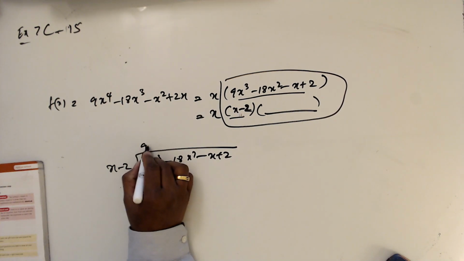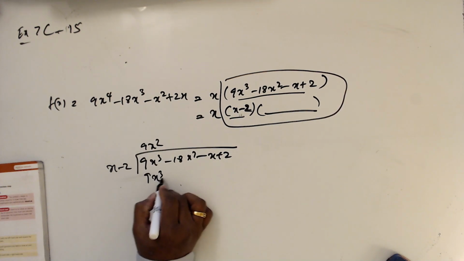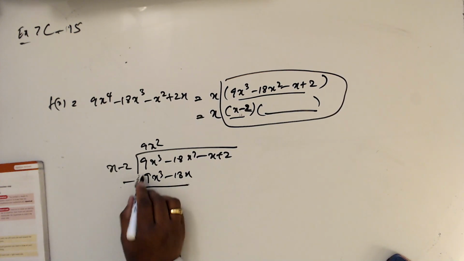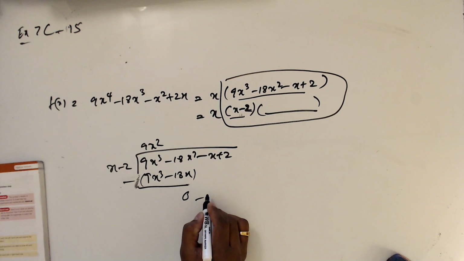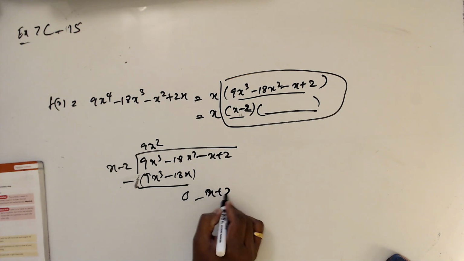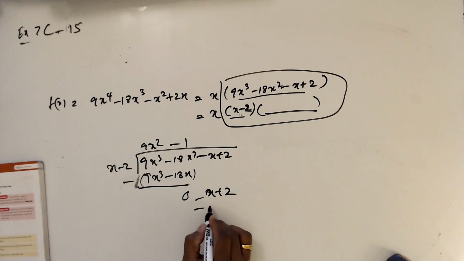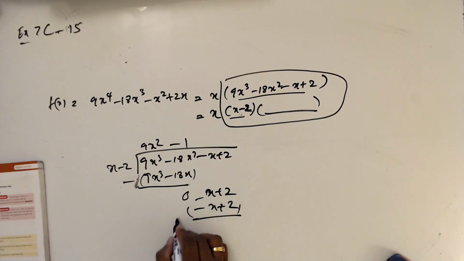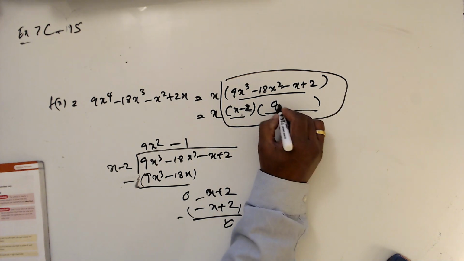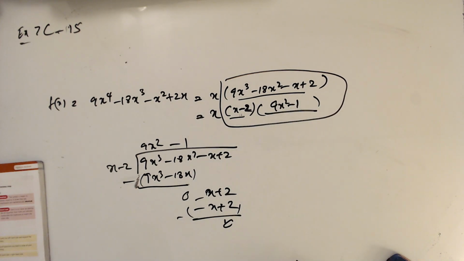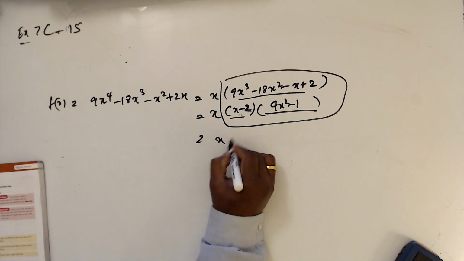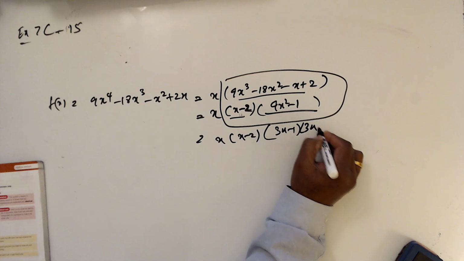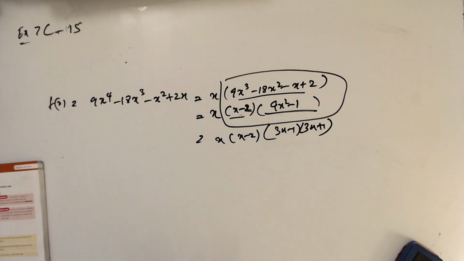So then this is going to be 9x², 9x³ − 18x². We subtract this one, this is 0. This is going to be −x + 2, and this is −1, −x + 2. When you subtract this one, 0. Then this has become 9x² − 1. Then x times (x − 2), and this is (3x − 1)(3x + 1). It's a different approach.